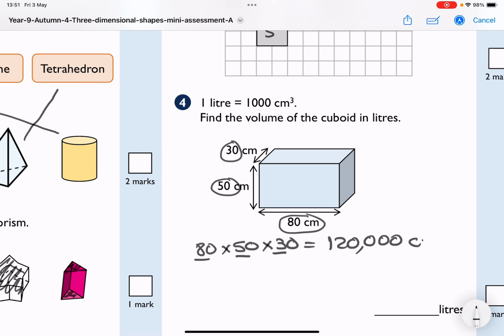120,000 centimetre cubes. 1 centimetre cube is the same as a millilitre, but it tells me that 1 litre is 1,000 centimetre cubes. So if I divide by 1,000 here, that's 3 off. That tells me I've got 120 litres.